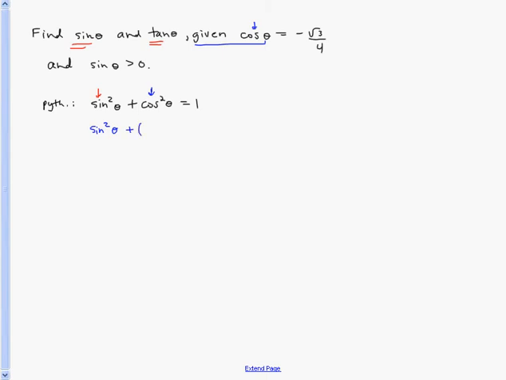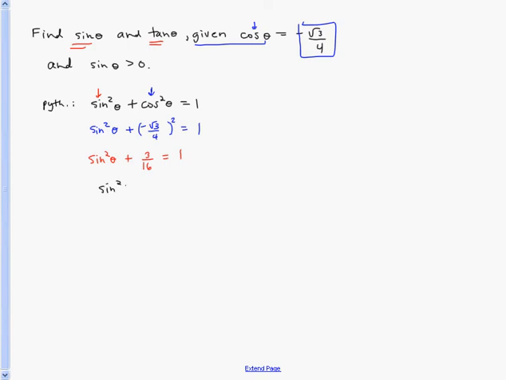Now remember I told you that cosine squared of theta is the same thing as that being squared all together. I can replace cosine of theta with negative square root of 3 over 4 because that is its value. I'm just taking cosine of theta and what it's equal to and putting it in that place. Now I'm going to work this out. I have sine squared of theta plus, if I square off the negative square root of 3, I would just get 3. And if I square off the 4, I would get 16. Notice that will turn positive because you're squaring a negative.